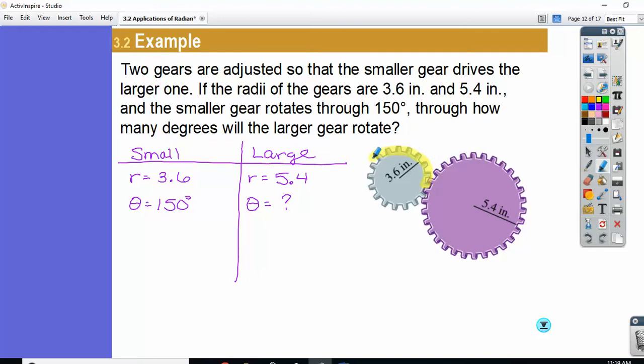as the small one spins, that's what makes the large one spin, right? So what is the same in both of these gears? Right, the distance on the outside. What are we calling that? The arc length. These would have the same arc length. Now, do I have enough information to find the arc length for the small one? Yes. Then, if I had the arc length, could I find my theta over here? Yes. Okay, let's do it like that.